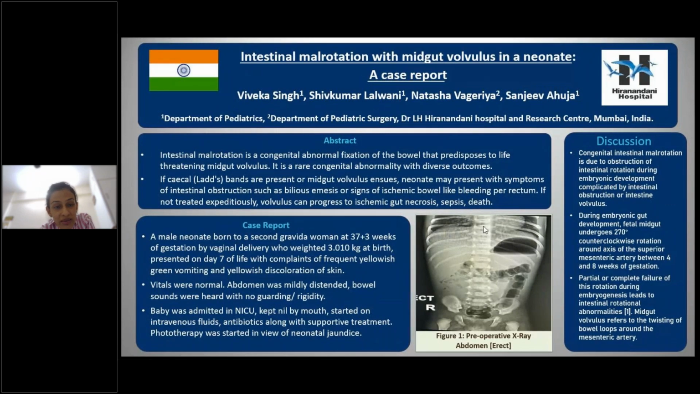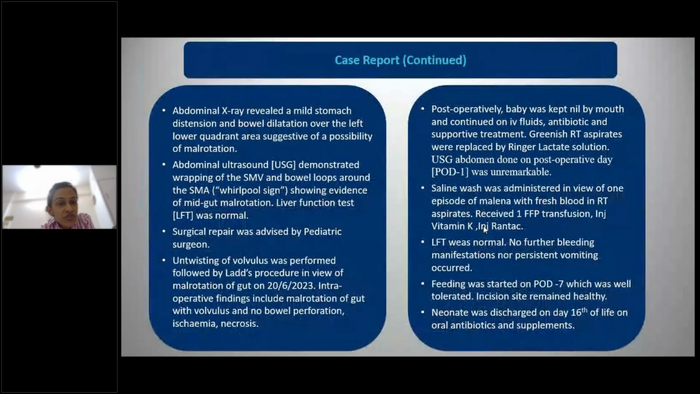Coming to the next slide, that is the third slide. Abdominal X-ray was performed initially, revealing a mild stomach distension and bowel dilatation over the left quadrant area, suggestive of a possibility of malrotation.